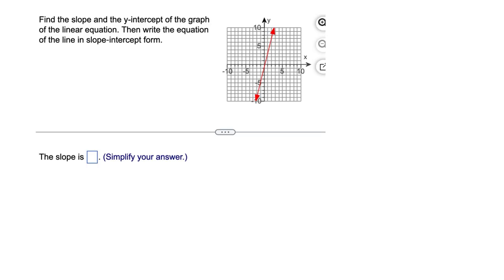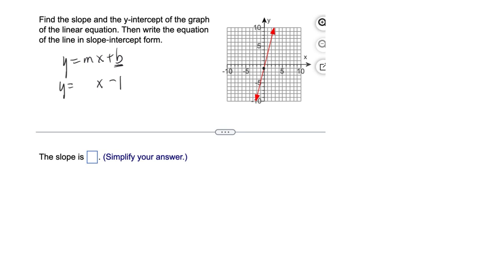Okay, last question. Find the slope and y-intercept of the graph of the linear equation, then write the equation. So I need to write y equals mx plus b. So when you look at the graph, you might be able to tell the slope right off, but I always find the y-intercept first. So it looks like the y-intercept is right there. And I think that's at -1. So this b value is -1. Now I just have to figure out the slope.